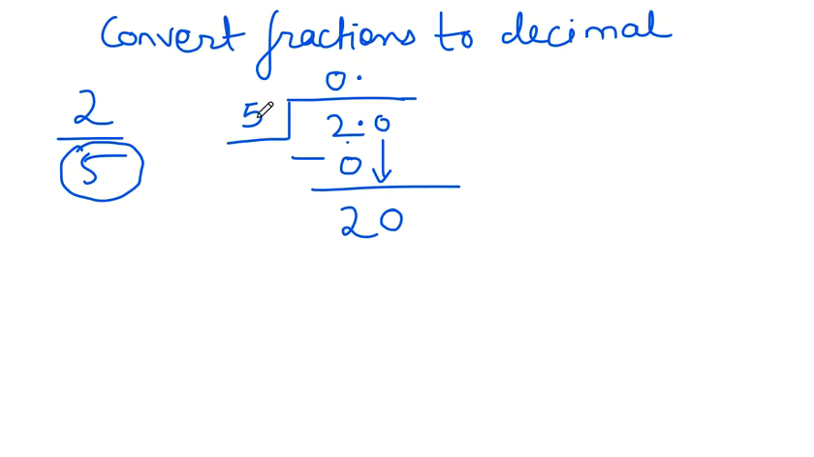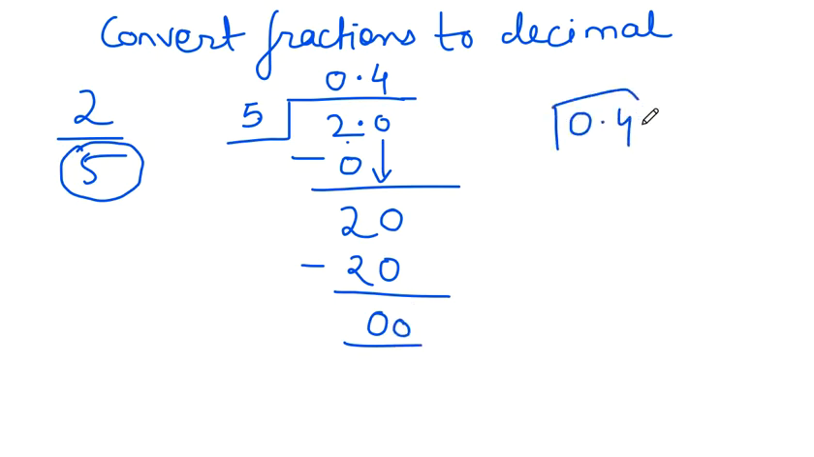So this becomes 5 fours are 20. So the remainder is 0. So we are done with this sum. So we got the answer as 0.4. So when we convert 2 upon 5 in decimal, it becomes 0.4. Okay, now we will do another example, but we will first do this same example with another method.